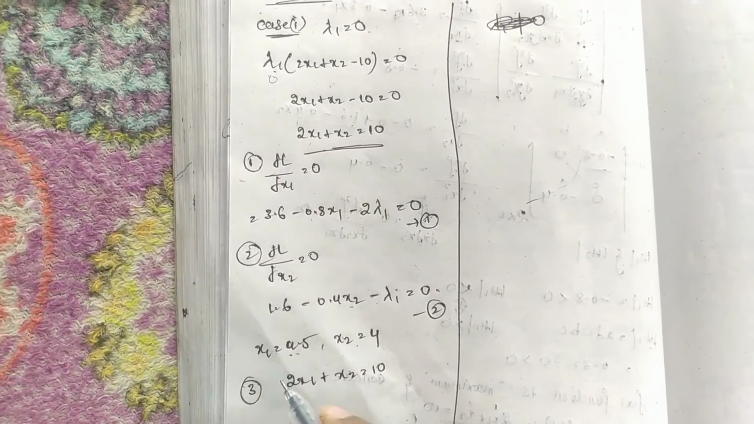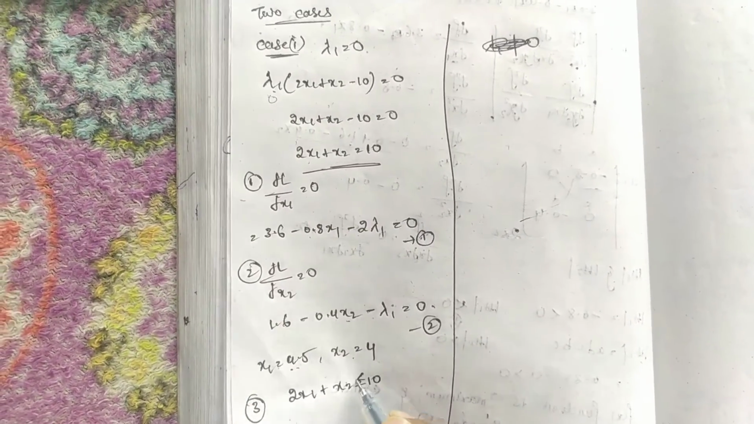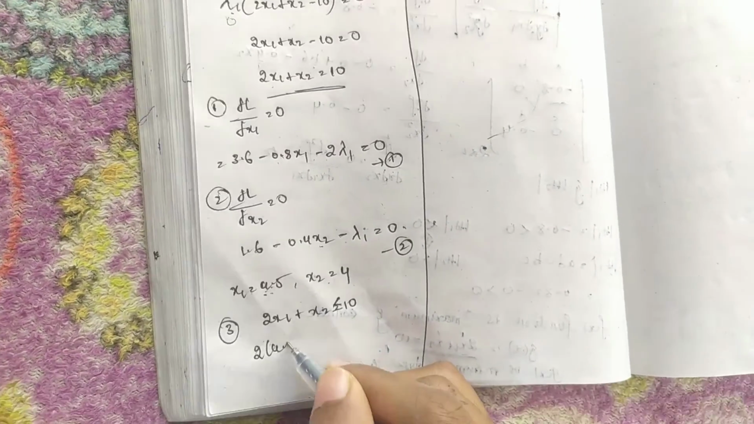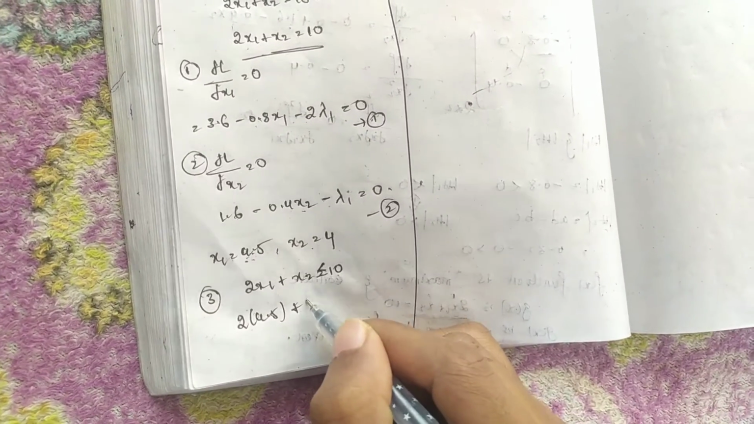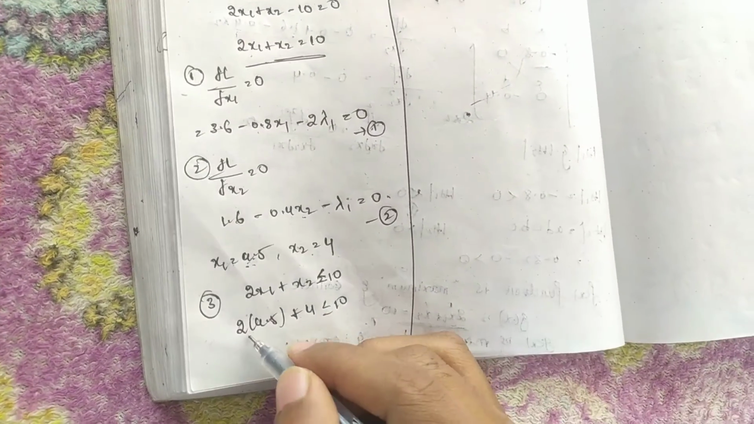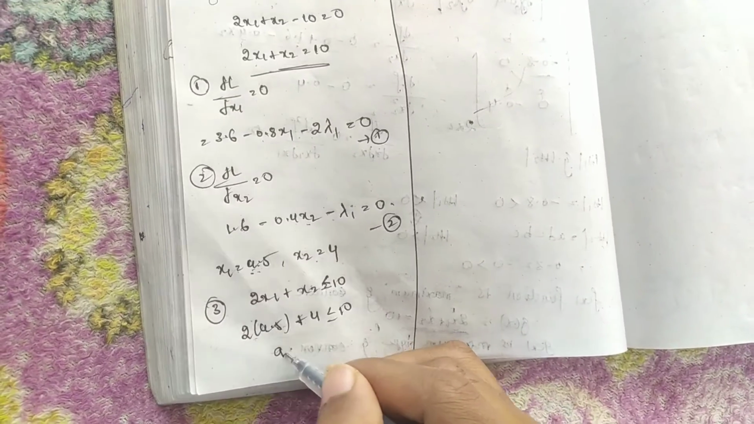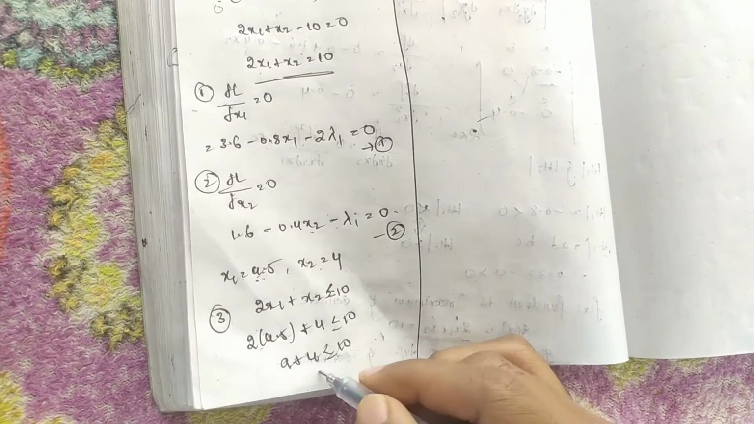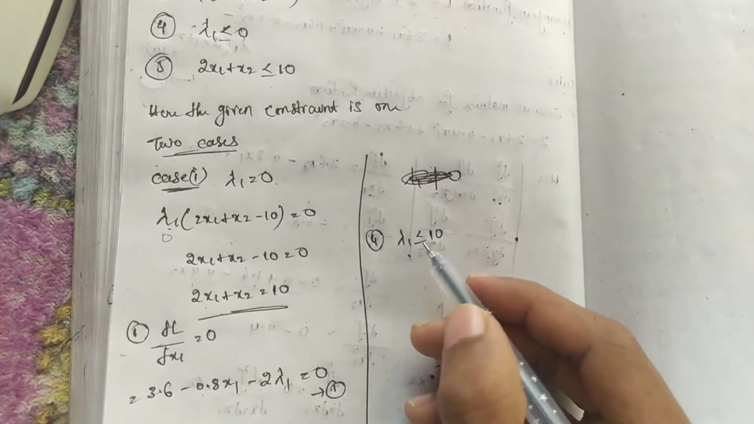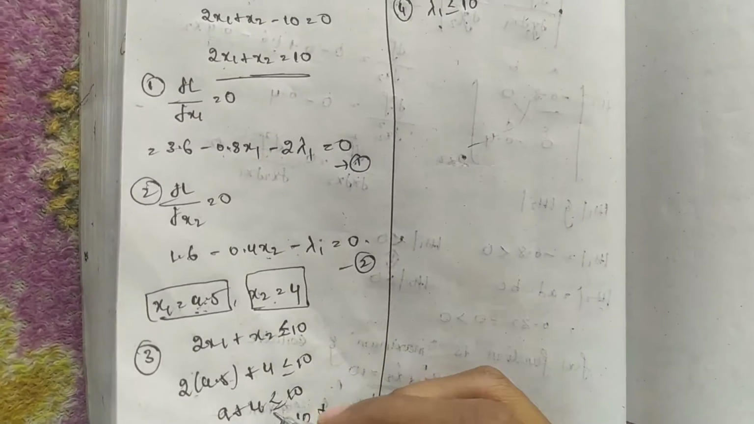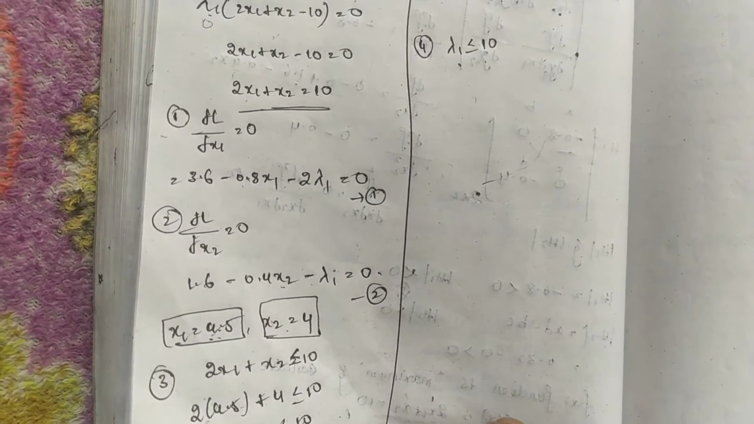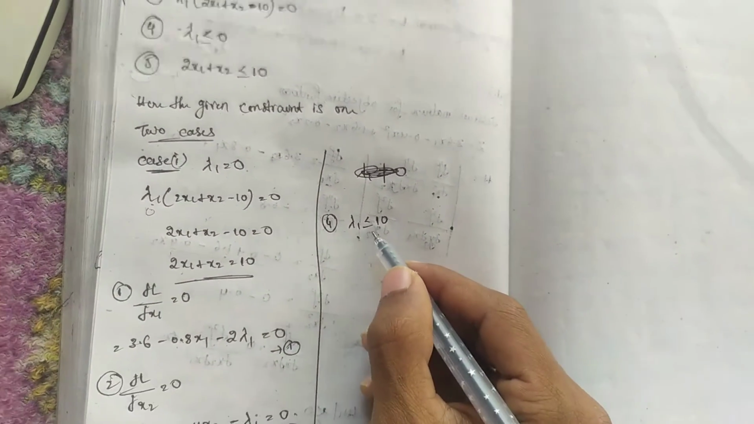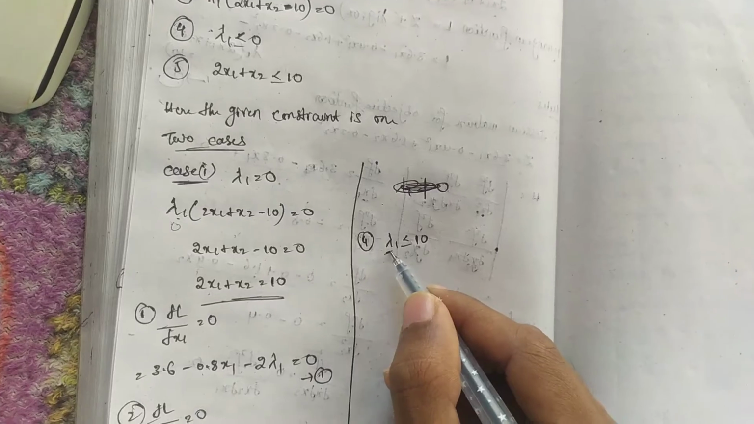Take the fifth condition, 2x1 plus x2 less than or equal to 10. Substitute these x1, x2 values: 2 of 4.5 plus 4 less than or equal to 10. Here 2 fives are 10, means 9 plus 4, 13 less than or equal to 10. It is not satisfied. Let us take the fourth condition, lambda 1 less than or equal to 0. Here we don't know the lambda 1 value.